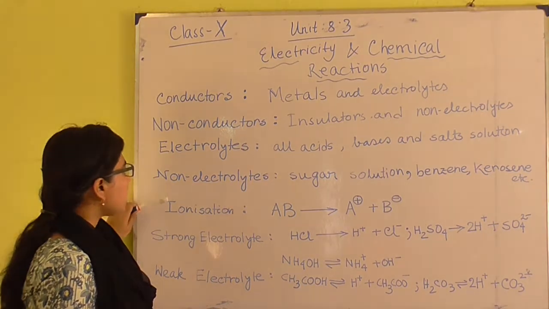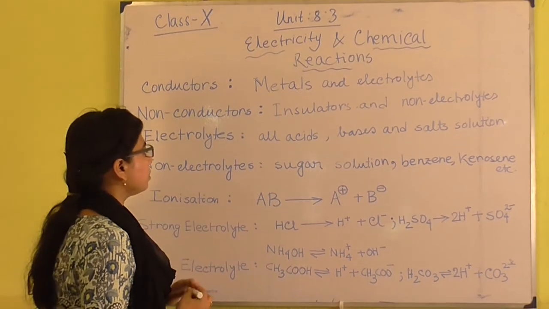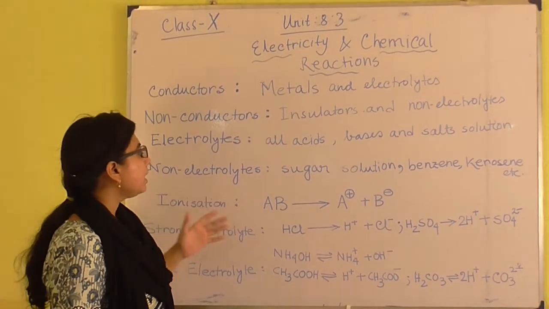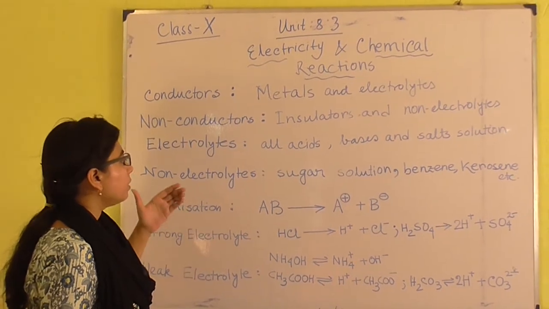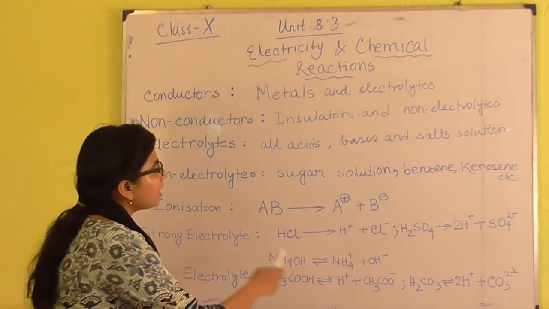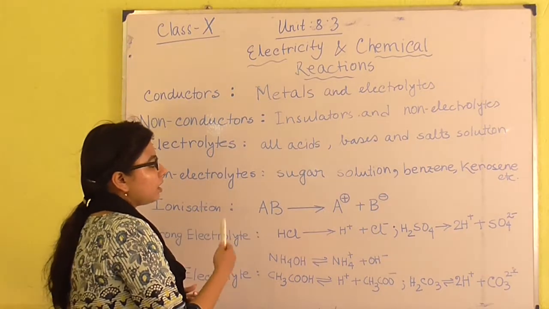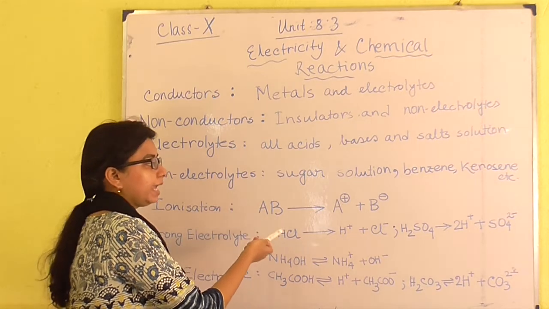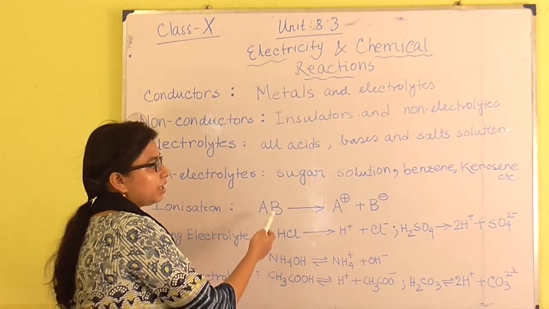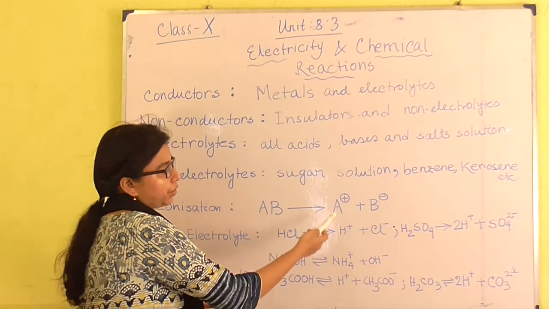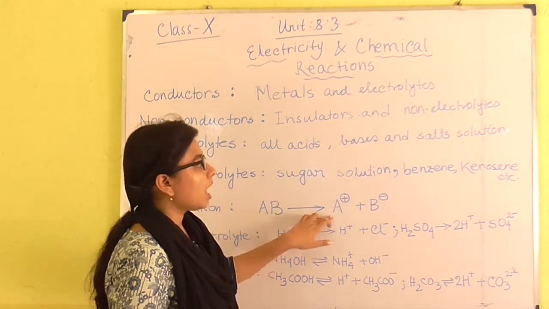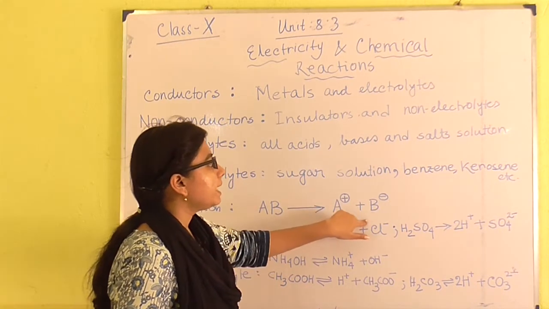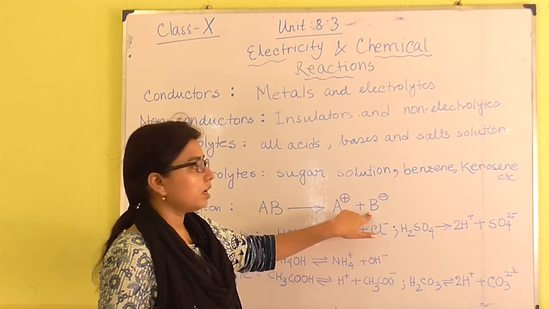Now the next point is ionization. What is ionization? These electrolytes, these conductors, all conduct electricity by producing ions. Here I have mentioned a molecule of a generally obtained compound like AB. If we consider such a molecule AB, it will produce one positively charged ion, known as a cation, that is A plus, and one negatively charged ion which is known as an anion.